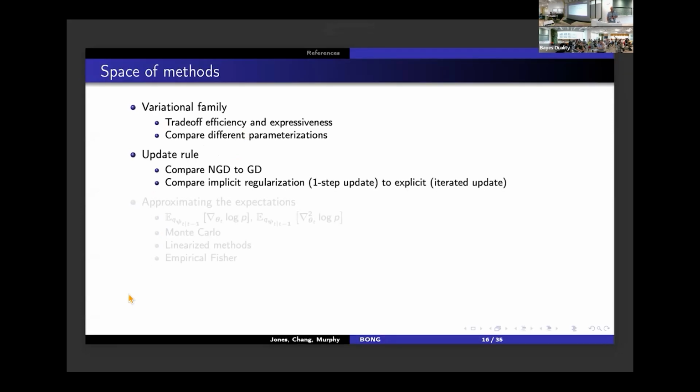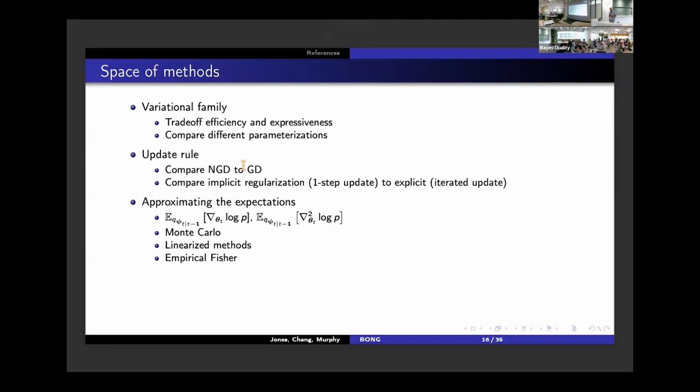This is an overview of what I'm going to do for the next several slides, which is a variety of different methods that we can derive from this framework. We can look at different variational families, and different update rules. BONG is NGD with this implicit regularization trick, this one-step update. We can drop either or both of those assumptions and get a 2x2 set of algorithms. If instead of the one-step update, we do the explicit regularization with an iterated update, we get online BLR, and then we can do both, and then we can do gradient descent versions of both rather than natural gradient descent. I'll get into it, but you get all four of those algorithms.